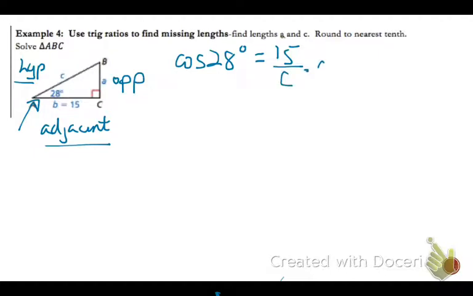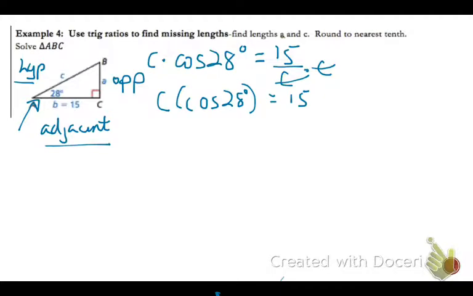Now we're going to solve this just like we would any other equation. So we're going to multiply both sides by C. So we have C times the cosine of 28 degrees equals 15. Now you're going to have to get your calculator on this, and you need to locate your cosine button. You also need to make sure that the mode of your calculator is in degrees. So if you don't know how to check that or how to change it, you need to raise your hand to get help. Okay, so now that your calculator is in degrees, let's finish this problem.